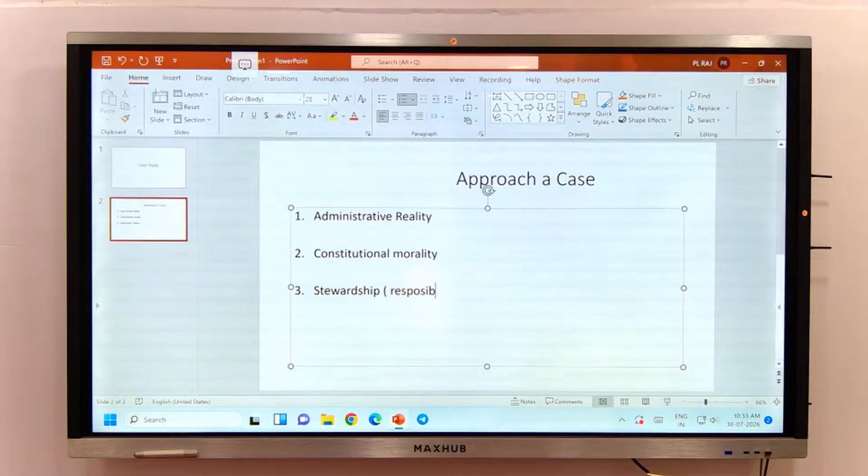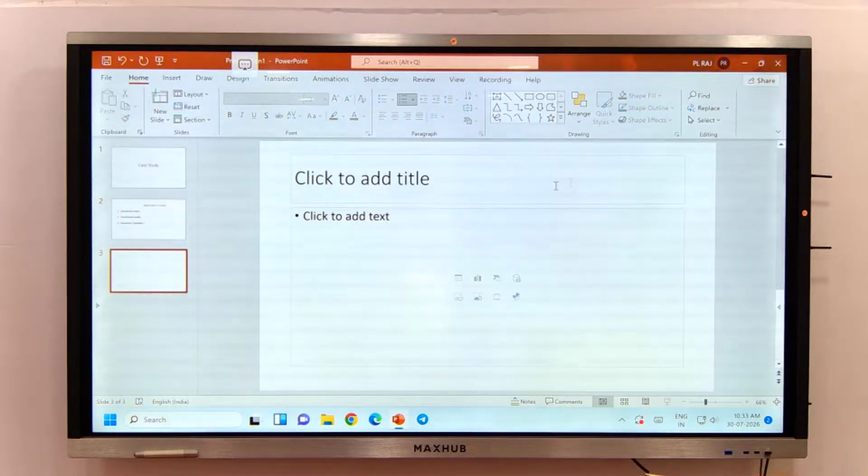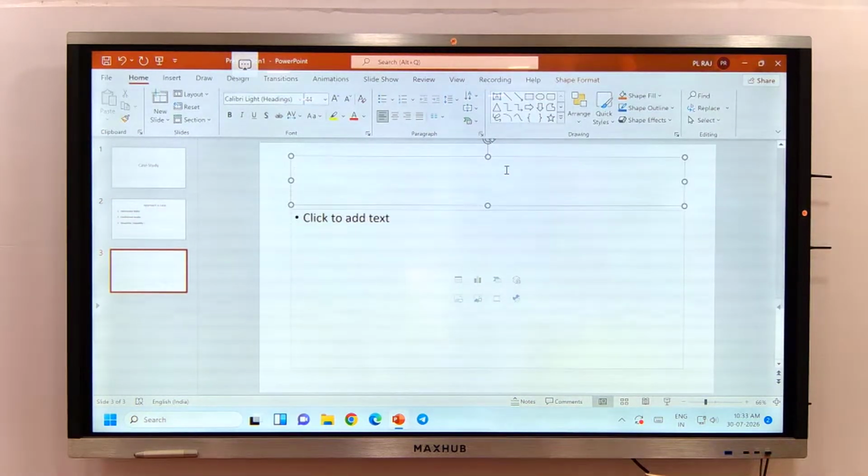Responsibility of taking action and responsibility of dealing with the problems, also with a sense of answerable accountability. These are the three important principles of approach to any case that should be in our conscience. Three principles of approach.